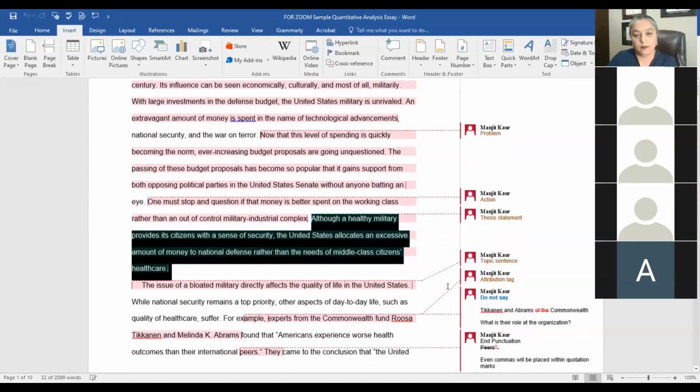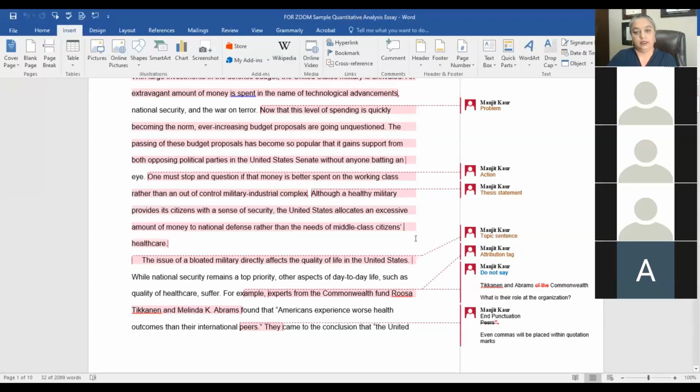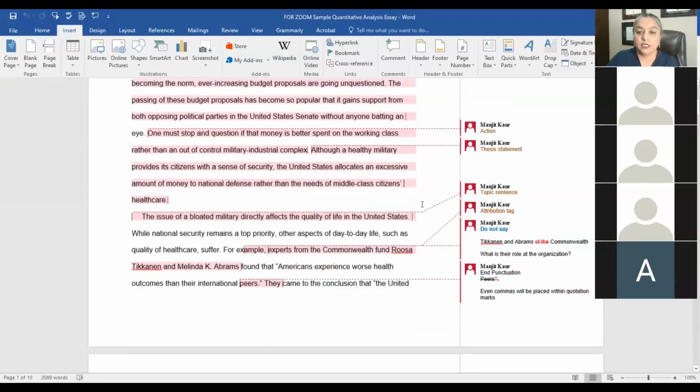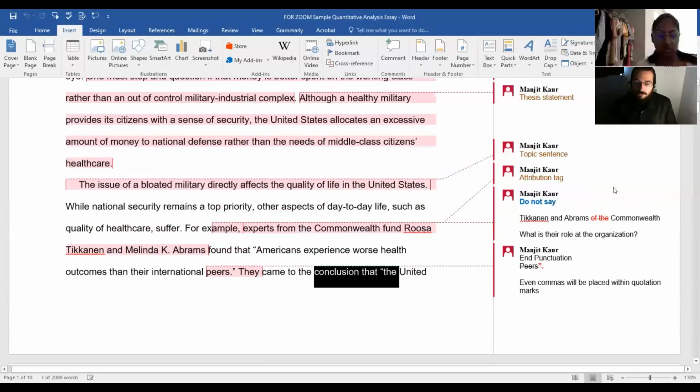"Although a healthy military provides its citizens with a sense of security, the United States allocates an excessive amount of money to national defense rather than the needs of middle-class citizens' health care." Okay, so now we know which route this paper is going to take, and we have an idea of what this essay is going to discuss. That's better. I want you to be able to read these comments.